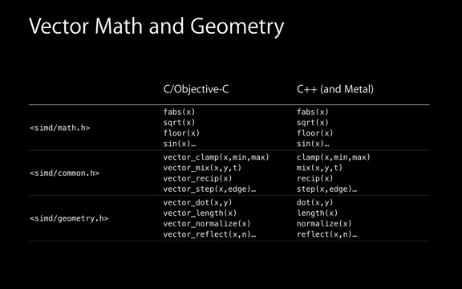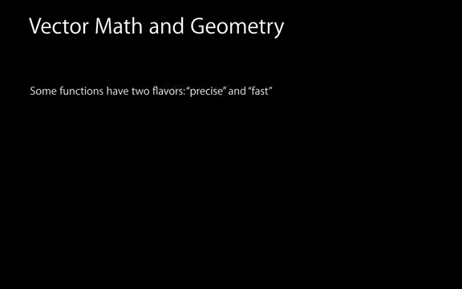Now, in C++ and Metal, again, we have shorter names available in C++. These are under the SIMD namespace, and these exactly match the Metal functionality. So again, this makes it really easy to move code between C, C++, Objective-C, and Metal when you need to. Now, I want to call out that some of these functions come in 2 variants. There's a precise version, and there's a fast version.